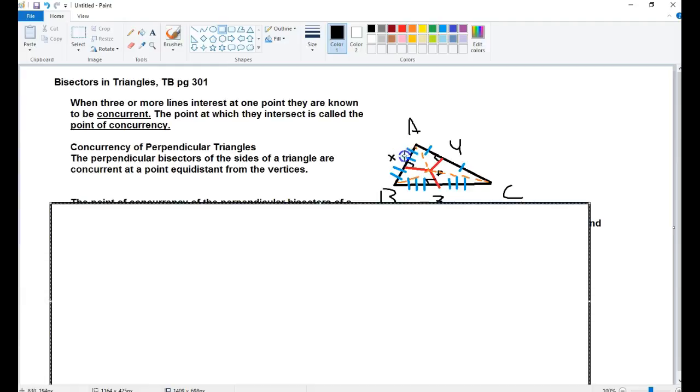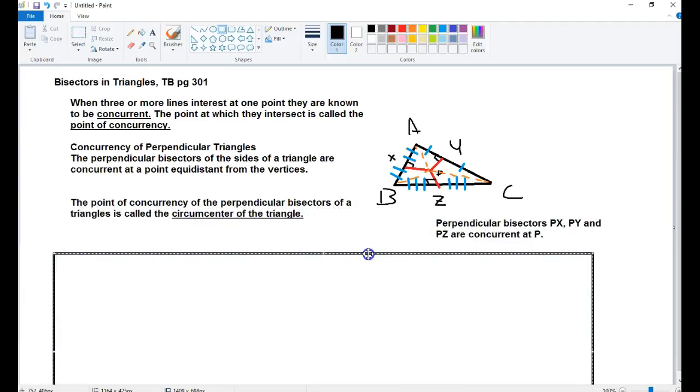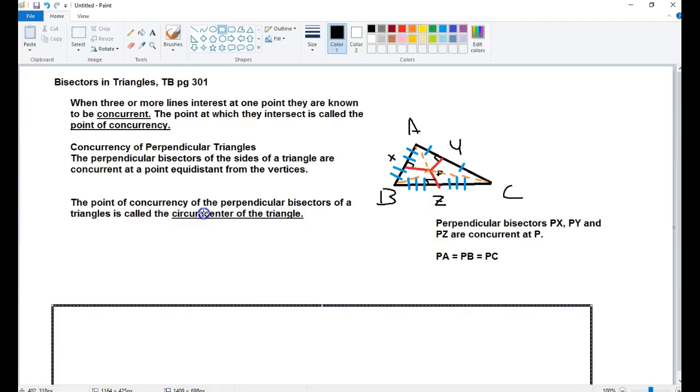And they're all perpendicular bisectors because they're cutting each one of these into different parts. So P is the point of concurrency, while XP, YP, and ZP are the concurrent lines. So if those three lines are concurrent, then AP, BP, and CP are all going to be equal to each other. This point P is going to be called the circumcenter of the triangle. So the point of the perpendicular bisectors of a triangle is called the circumcenter. So where these perpendicular bisectors meet is the circumcenter.